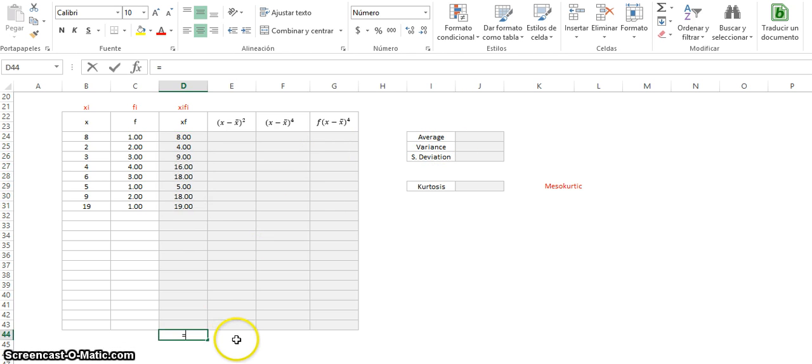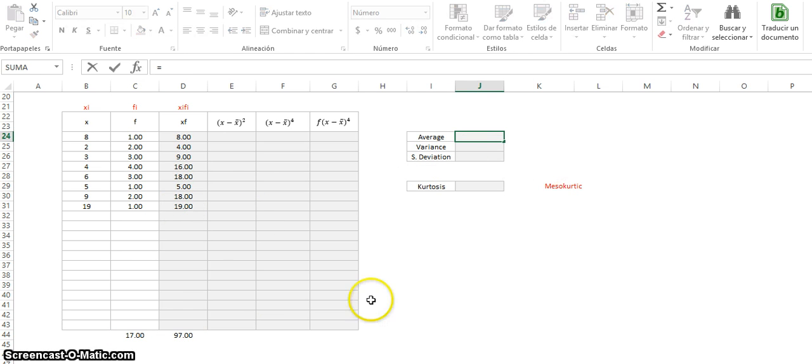Remember, the addition of this over the addition of this will be equal to the average. So here the result is 5.71. For the variance, you need to complete this column.